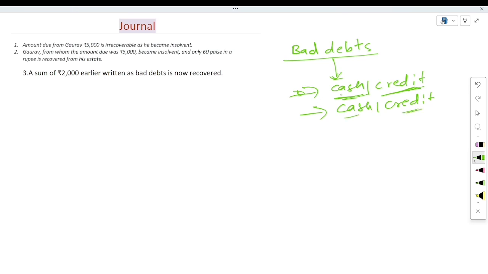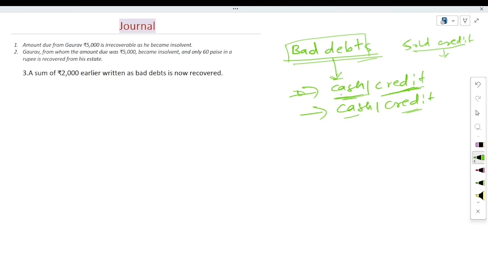Here the term bad debts explains that whenever you have sold goods on credit and your debtor is not able to pay your dues amount, this amount is known as bad debts. It means, in simple words, we can say that the irrecoverable amount from the debtors is known as bad debts.